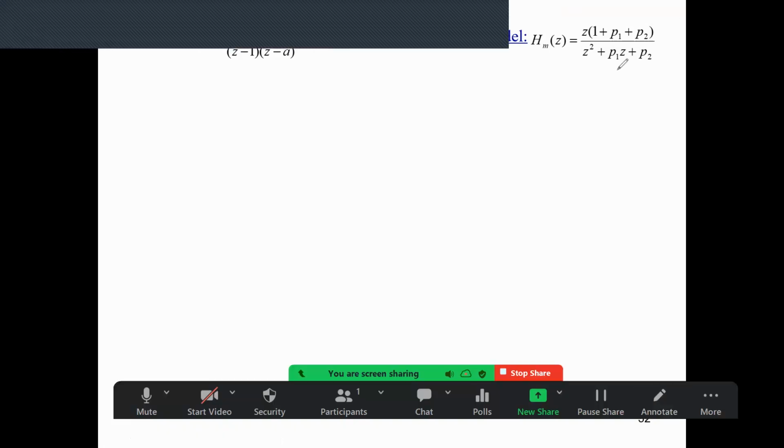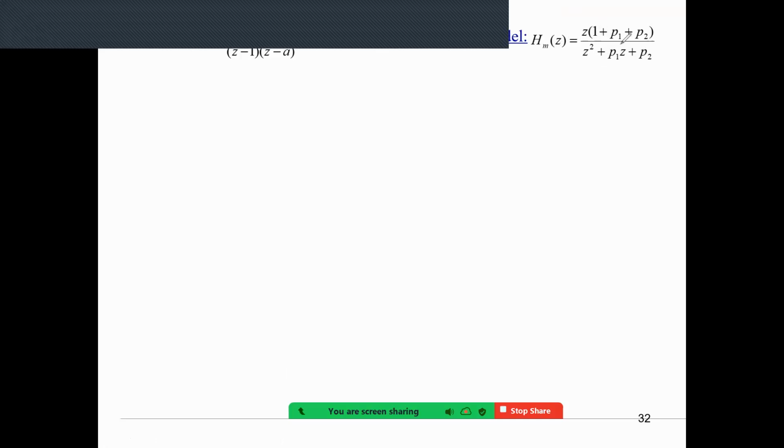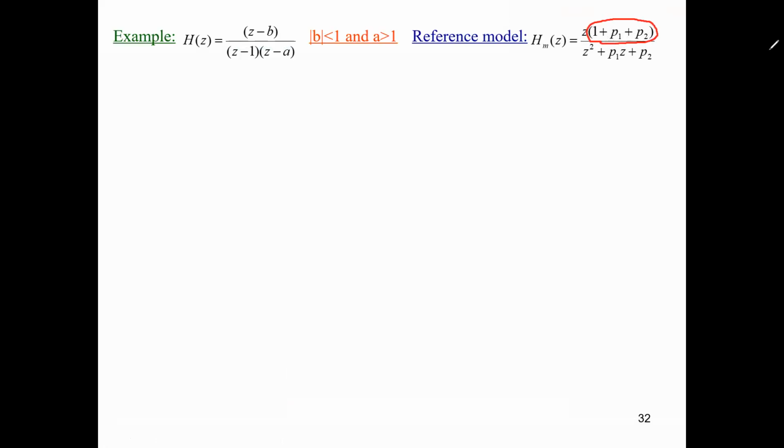Here I want to put a question. I put a reference model as Z times 1 plus P1 plus P2 over Z square plus P1 Z plus P2. Is there any reason that I have to put those coefficients, 1 plus P1 plus P2, in the numerator? Can we design my reference model simply as Z over Z square plus P1 Z plus P2? Can we design my reference model with the numerator just using Z? What's the reason?